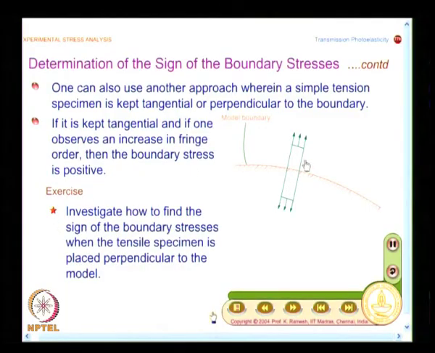We have to look at whether the model was kept tangential to the boundary or perpendicular to the boundary. If it is kept perpendicular to the boundary, the reasoning will be different, because you are adding or subtracting retardation in a direction perpendicular to it. So, you have to be very careful when it is tangential to the boundary and when it is perpendicular to the boundary. Develop that reasoning when the tension specimen is kept perpendicular to the boundary.